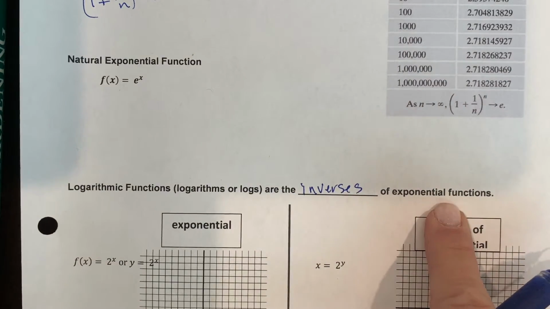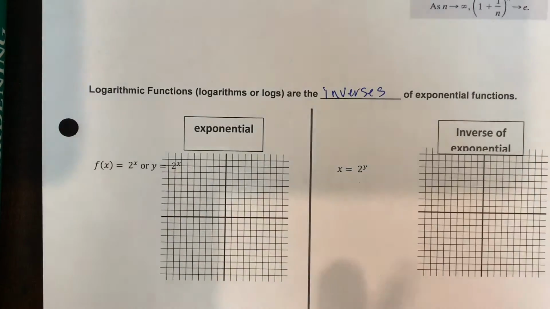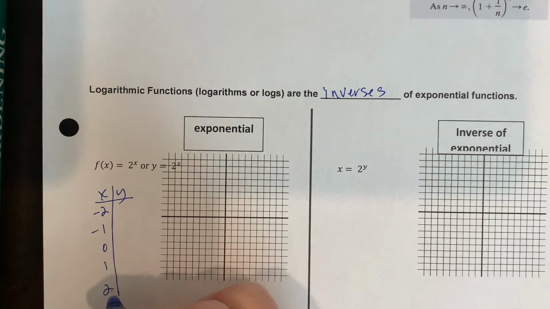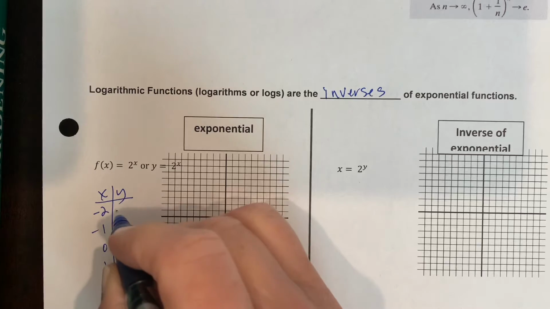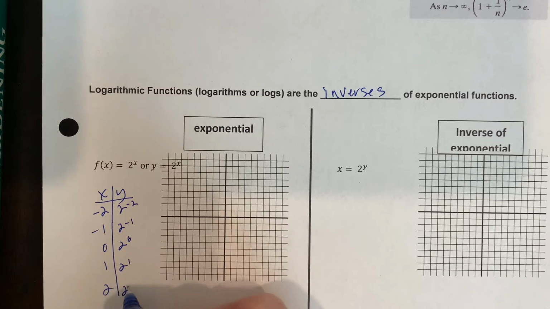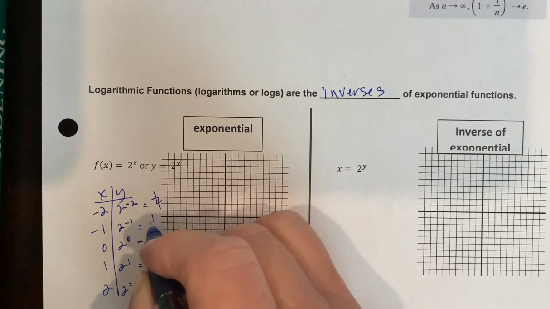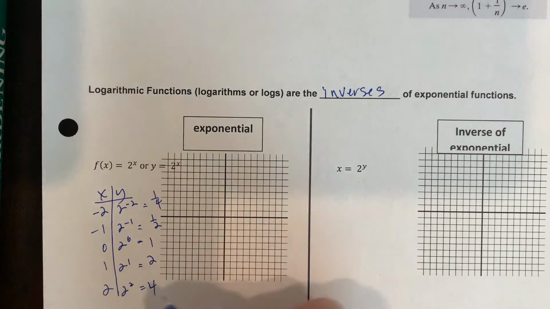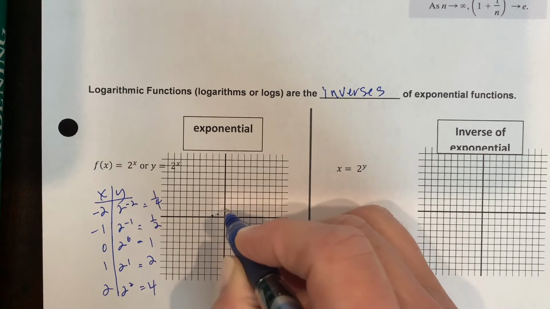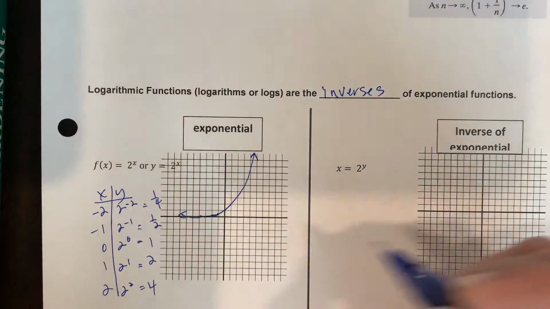Logs are inverses of exponential functions. So if I have y equals 2 raised to the x, let's make a quick little chart of that: -2, -1, 0, 1, 2. So 2 raised to the -2, 2 raised to the -1, 2 to the 0, 2 to the first, 2 squared. Really quick, that would be 1/4, 1/2, 1, 2, and 4. So that's going to look like this. I'm trying to do this kind of quickly. That's not the greatest graph, I apologize.